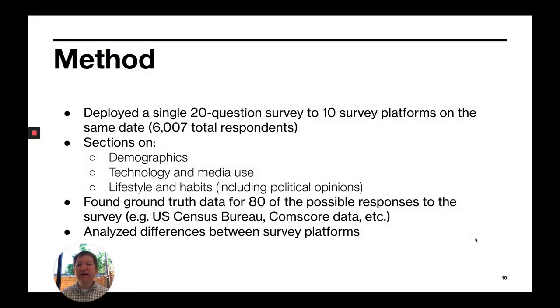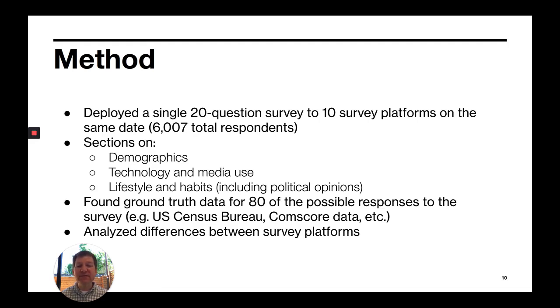So our method: we wrote a single 20-question survey, and we deployed that to 10 survey platforms on the same date last summer. And we got 6,007 total respondents across these 10 different survey platforms. The survey had some questions on demographics, on technology and media use, on lifestyle and habits, including political opinions. And we wanted to look at how representative these were.